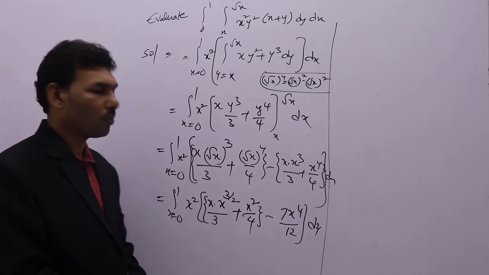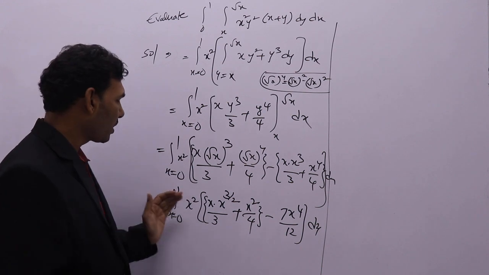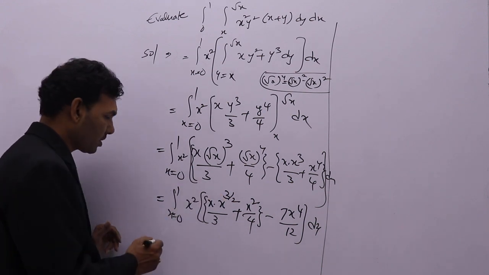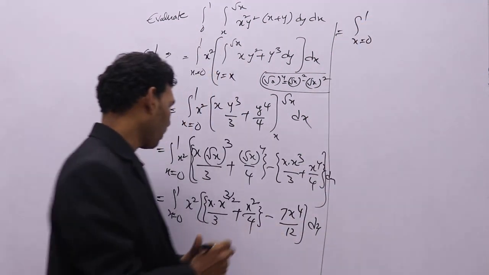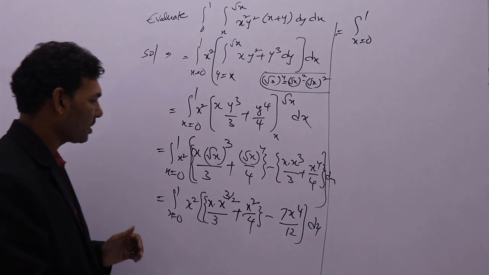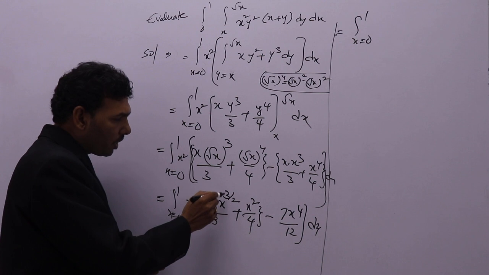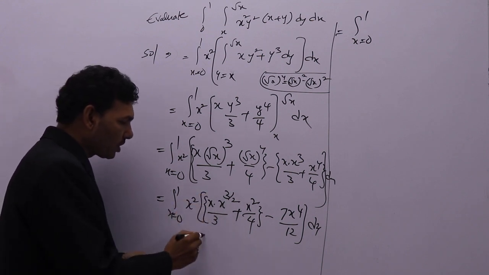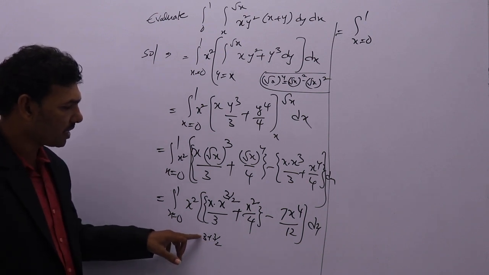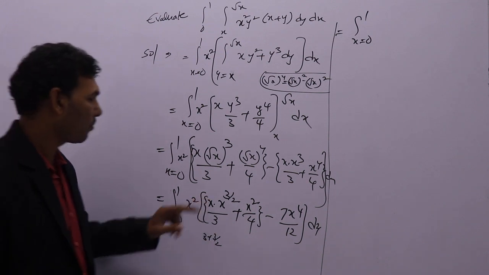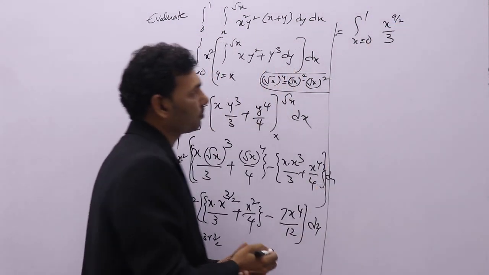Clear? Now I am going to multiply these terms with x square. If you multiply all terms with x square, what happens? Integral x equal to 0 to 1, multiply with x. See, x square into x cube into x power 3 by 2. That means here you will have 3 plus 3 by 2. So what you will get? 2 3s are 6, 6 plus 3 is 9. So finally x power 9 by 2 by 3.